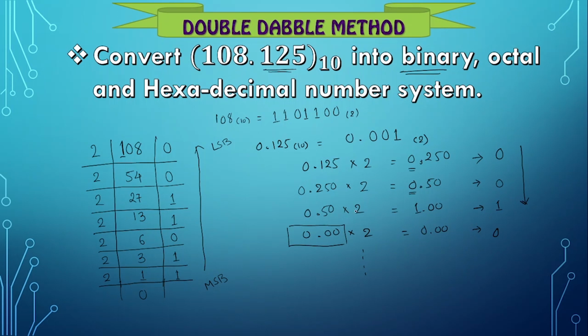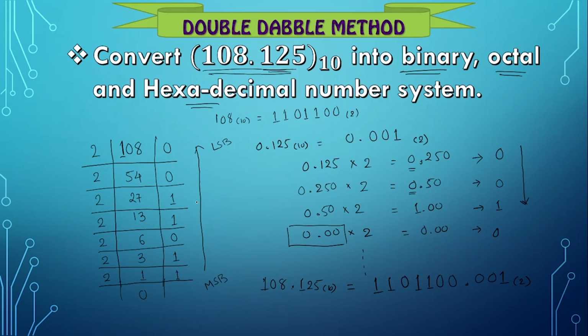Okay, so now the whole number 108.125 in decimal can be represented as 1101100, which is the representation of 108. Now this decimal point will become a binary point over here, and .125 will be .001. Okay, so this is the equivalent binary number of our whole number 108.125. Now I want you to perform the same thing for octal and hexadecimal number systems.